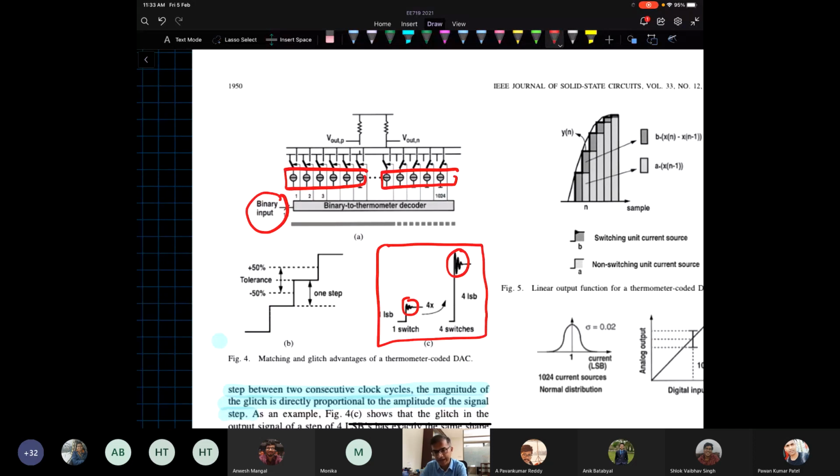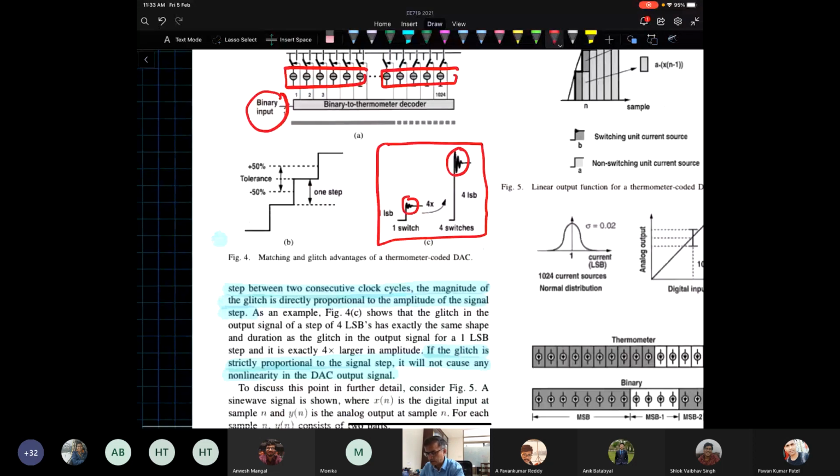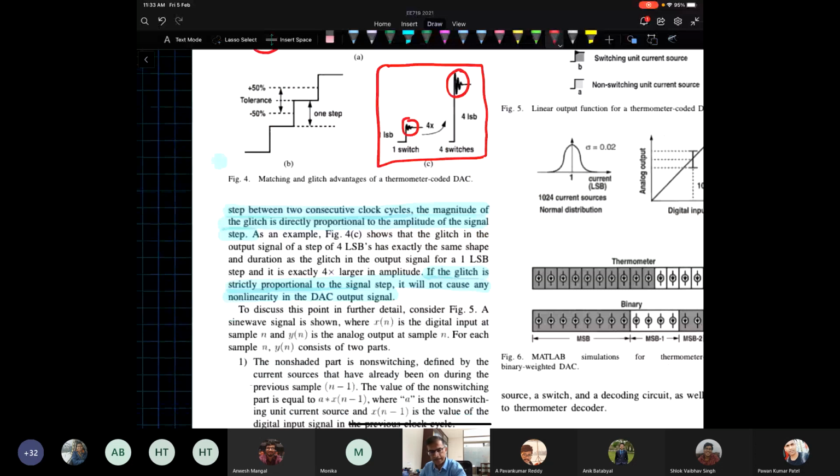Whereas in the case of a binary DAC, that's not the case. The glitch doesn't depend on the signal amplitude. What it depends on is, at any point, how many of the current sources are being switched, and that is dependent on where you are in the code. If you are in the middle of the code, then you get maximum glitches. So now that we looked at that, in a thermometer DAC, as I said, you have an advantage with glitches, and in a binary DAC, glitches are bad news.